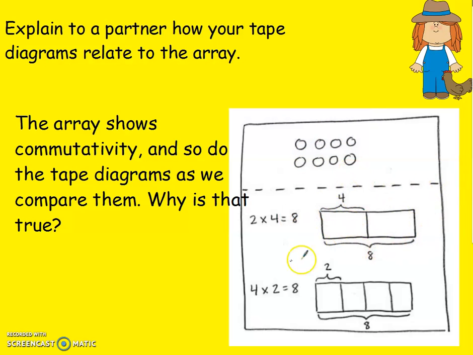But how would we show 4 groups of 2? How would we show 4 groups of 2? Can we show 4 groups in this? What if I went like this?